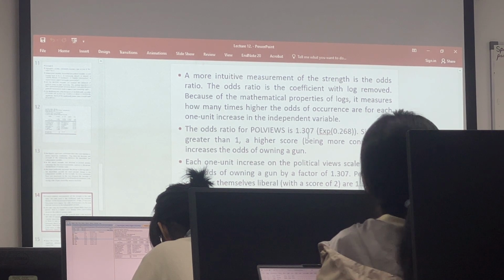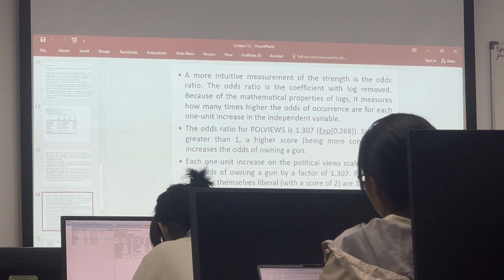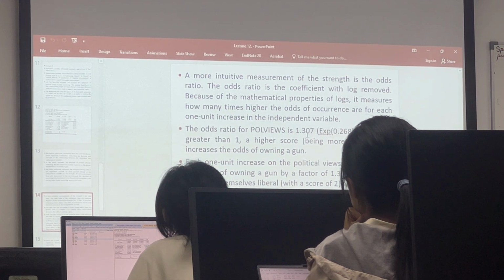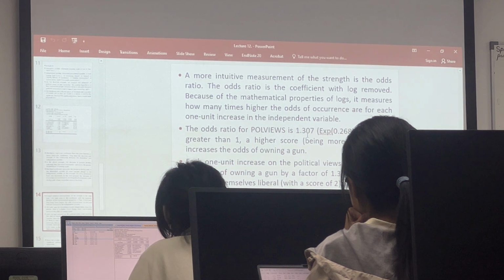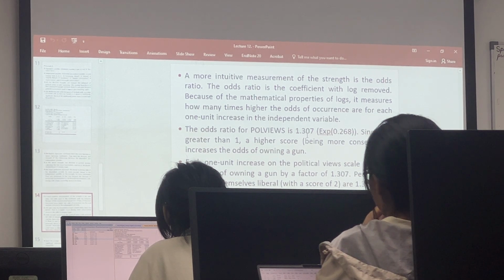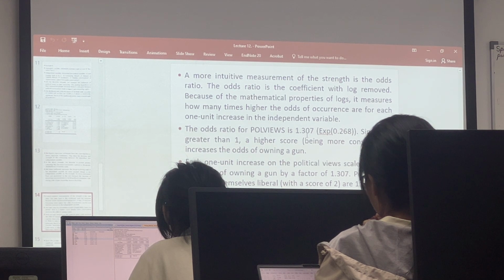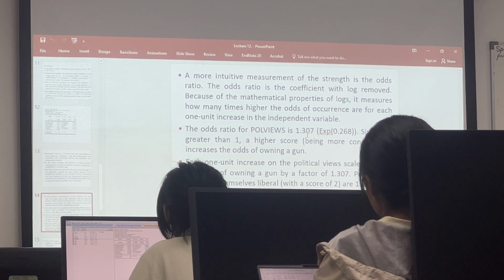So it is 1.307, the exponent of 0.268. Since it is greater than 1, it means that a higher score, being more conservative, increases the odds of owning a gun, because remember, if it equals 1, it is equal probability. If the odds ratio equals 1, there is equal probability for occurrence against non-occurrence. If greater than 1, the chance of success is higher than non-success, meaning occurrence is more likely to happen as compared to non-occurrence.